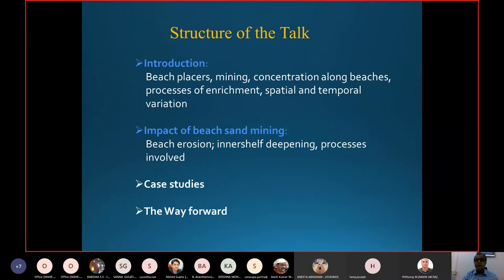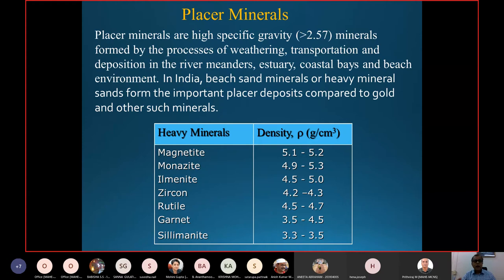The next topic which I will be covering is inertial deepening. When beach erosion happens, you artificially deepen the nearshore areas, and I will cover the processes involved. I will also cover case studies on beach mining, how it is being done, and a little bit on how sustainable mining can be done, provided you take care of that, and the way forward. This is my structure of the talk.